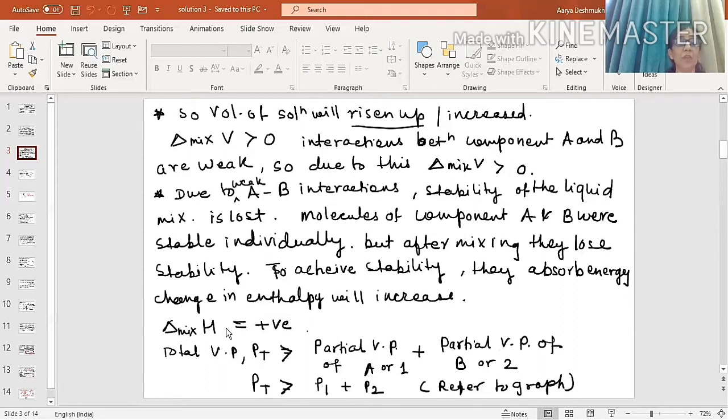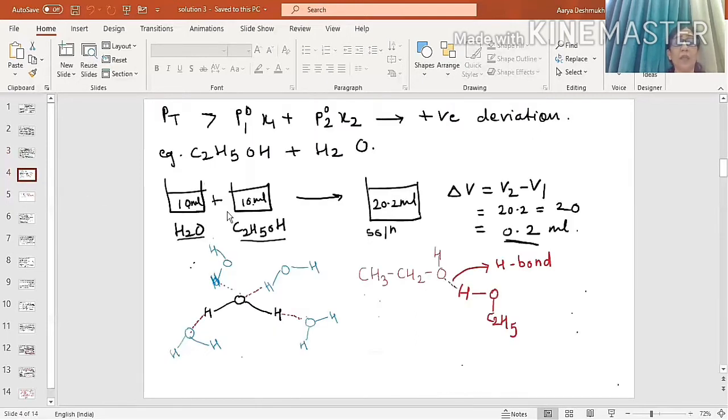The interaction between A and B components means solute and solvent. Okay, so this is nothing but the positive deviation from Raoult's law. Now come back to the next slide. Here we proceed with the total vapor pressure of the solution.